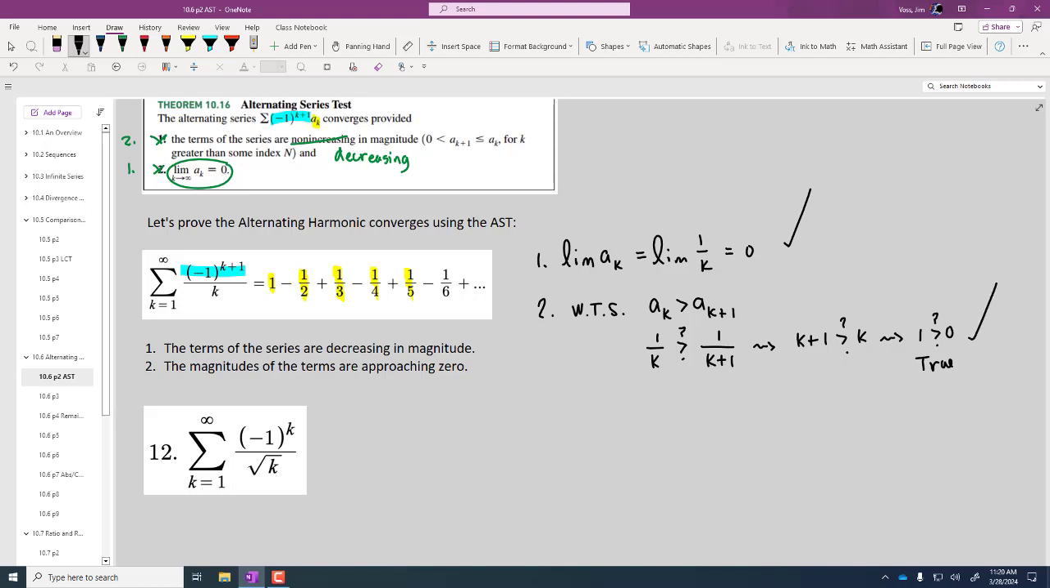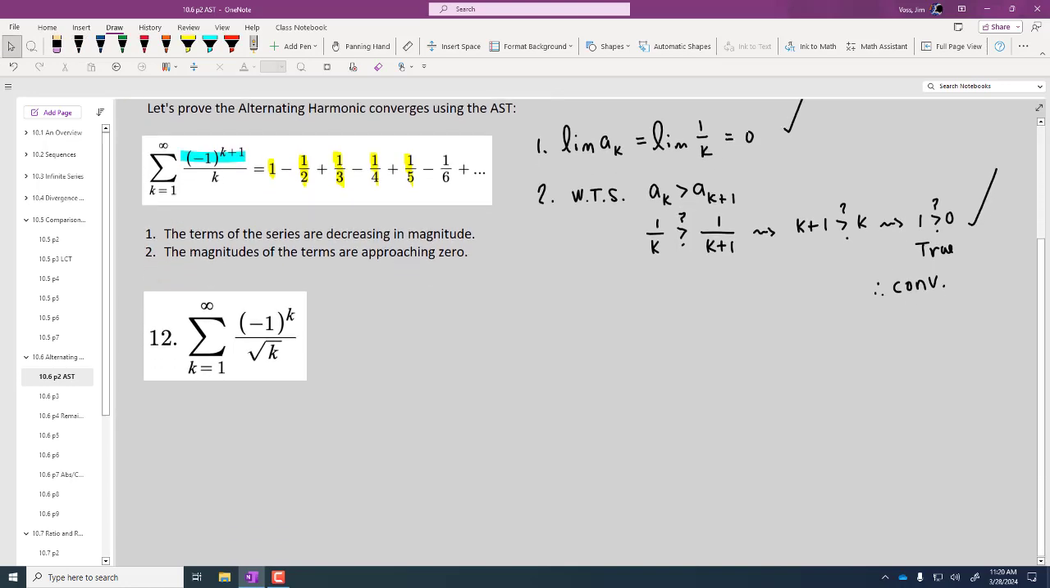So therefore, we have convergence. All we have to do is show that those two things are true: the limit is 0, and the terms are decreasing. So if the terms are decreasing and the limit is 0, then your alternating series converges. Some books, again, will put this in one statement. They'll say that the magnitude of the terms decrease to 0, something like that. Or decrease towards 0.